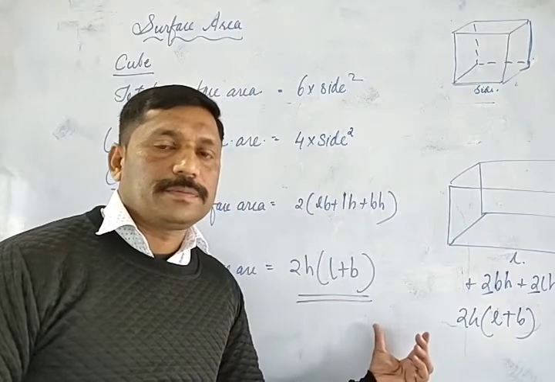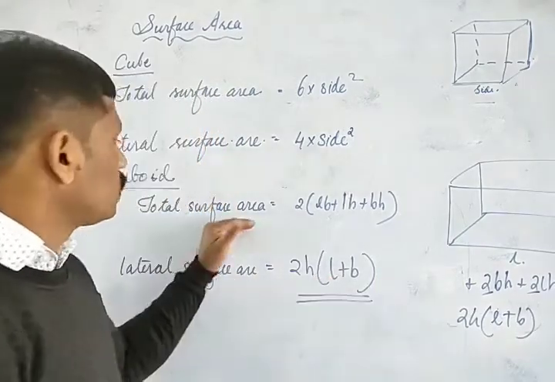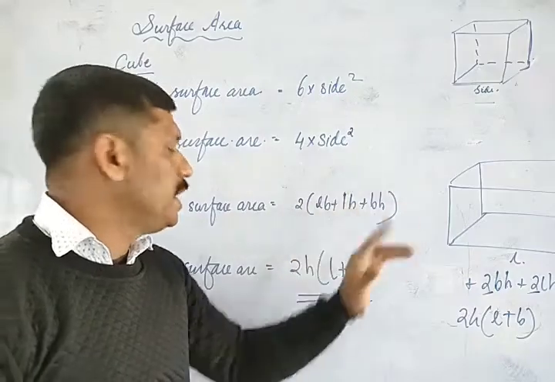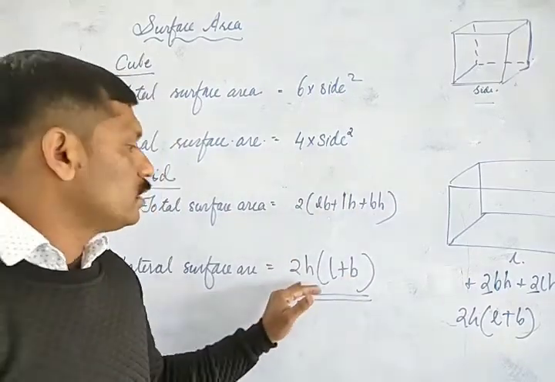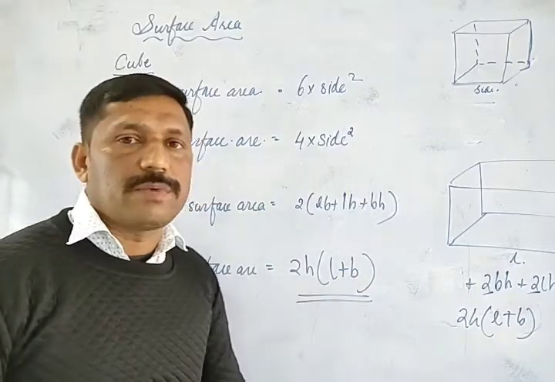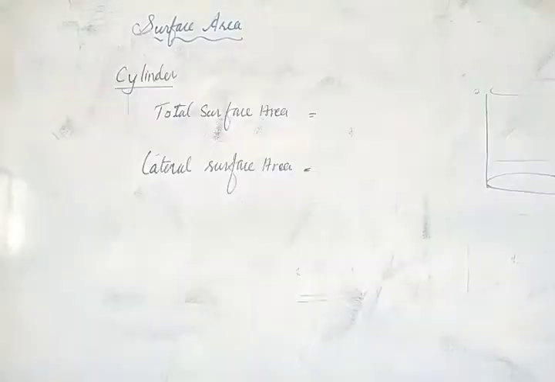So we can find out the total surface area of the cuboid by using the formula 2 into LB plus LH plus BH, and the lateral surface area 2H into L plus B. This is the lateral surface area of a cuboid.